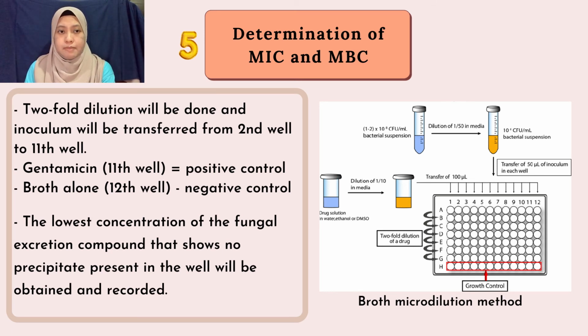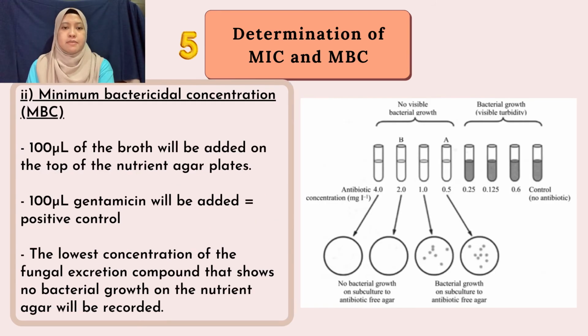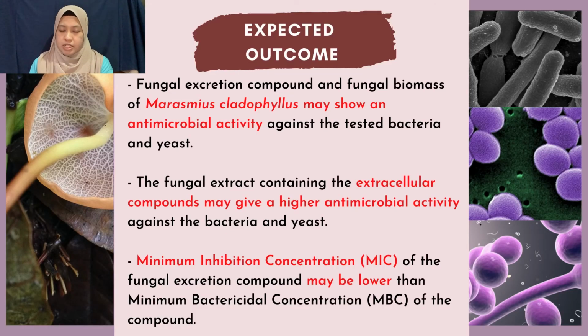MIC will be determined by observing the lowest concentration of the fungal excretion compound that shows no precipitate present in the well. For minimum bactericidal concentration, which is MBC, 100 microliters of the broth will be added on top of the nutrient agar plates. 100 microliters of gentamicin will be added and utilized as a positive control. MBC will be determined by observing the lowest concentration of the fungal excretion compound that shows no bacterial growth on the nutrient agar.